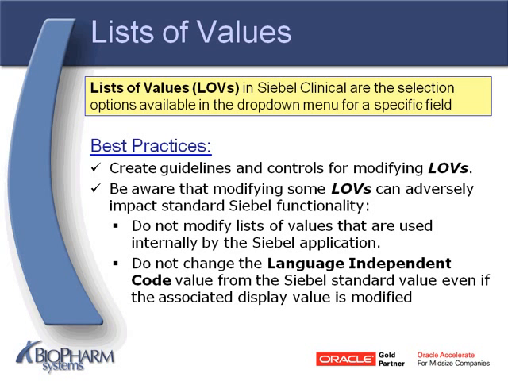It is important to know that the modification of some LOVs can adversely impact standard Siebel Clinical functionality. You do not want to modify list of values that are used internally by the Siebel application. This includes records such as list of values type is source type, and records where the list of values type includes the word repository. Also, do not change the Language Independent Code, or LIC, from the Siebel standard even if you change the display value. There are internal code dependencies based on the LICs that you don't want to mess with.